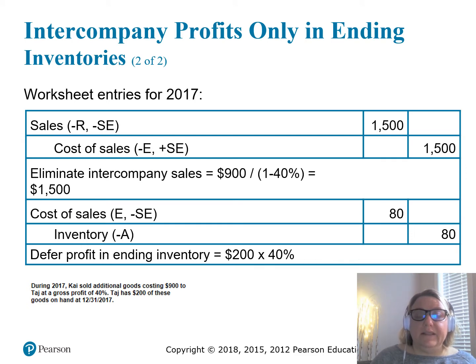All right, and then the next thing is the deferring of the ending inventory. So you're going to defer the profit from that by multiplying that times 40%, which gives us the 80. And then you're going to credit out the inventory. So you're basically just shearing off this intercompany sales and shortening the ending inventory, since it's an intercompany ending inventory.